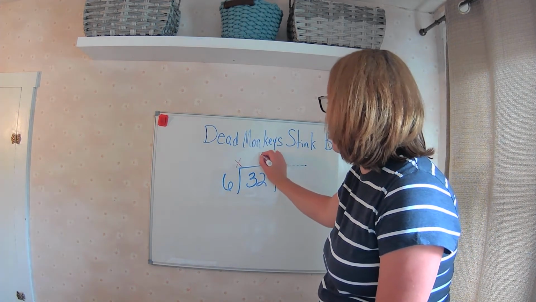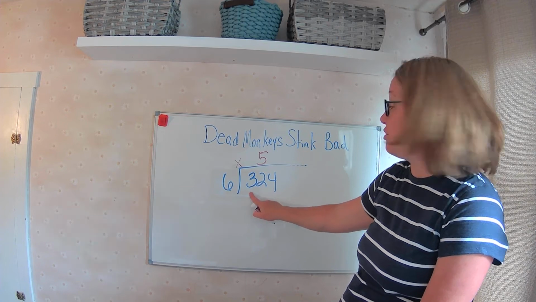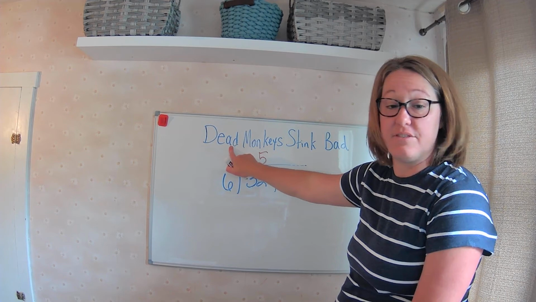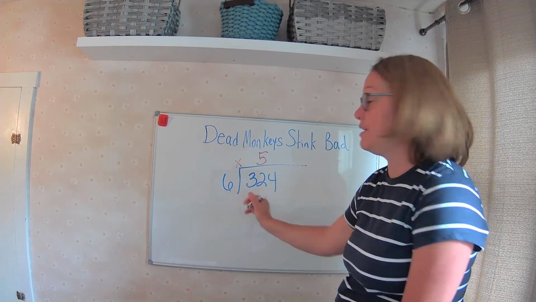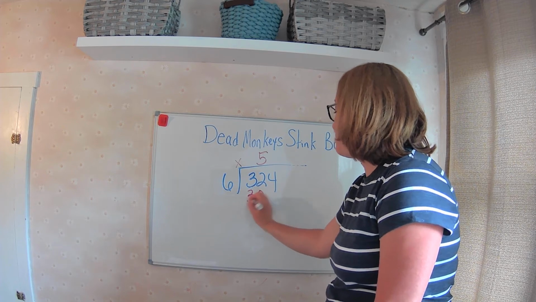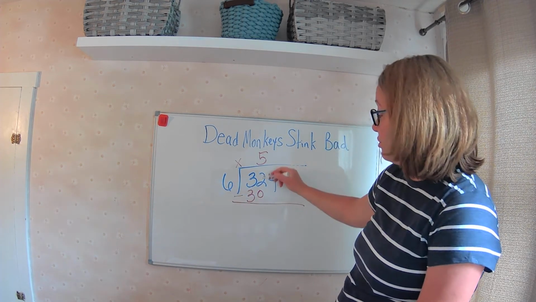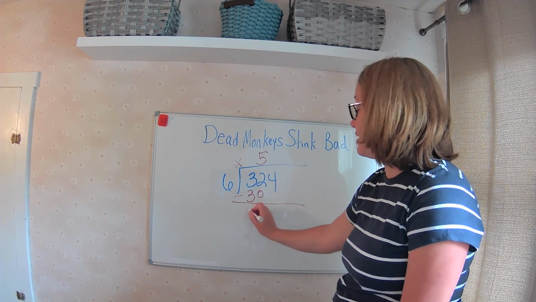So we're going to put a 5 above this 2, which stands for 32, because I went into the whole number 32. See, that's my division. Now I'm going to multiply. 5 times 6 gives me 30. Now, the next step is to subtract. So 2 minus 0 is 2. 3 minus 3 is 0.